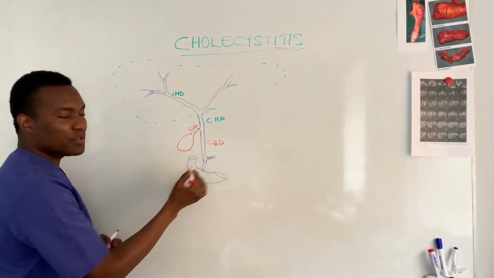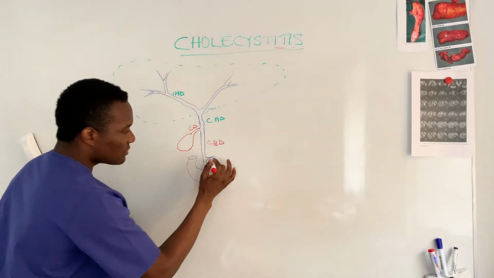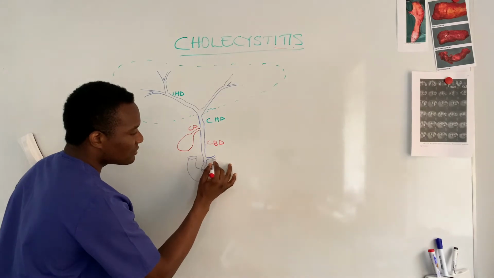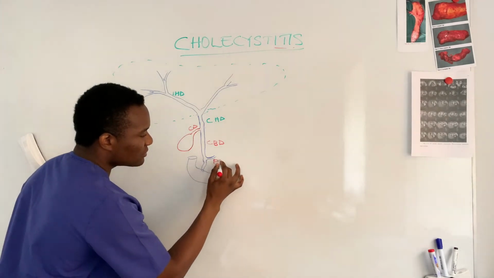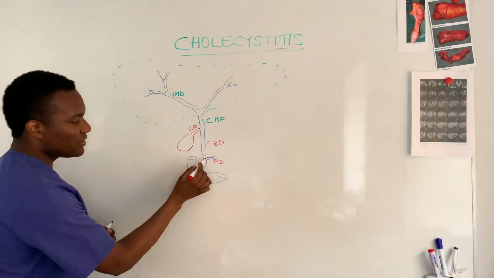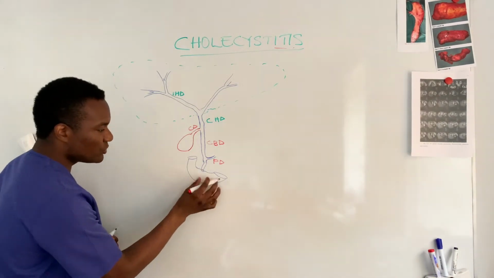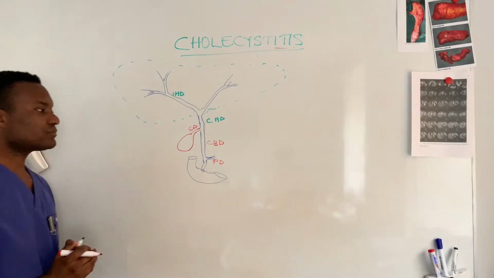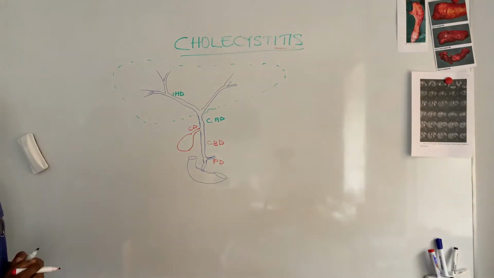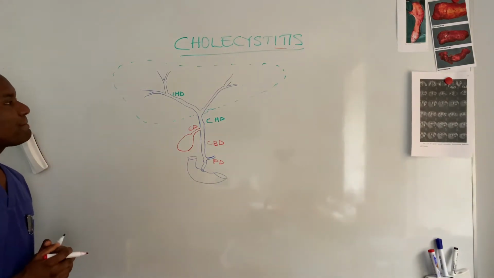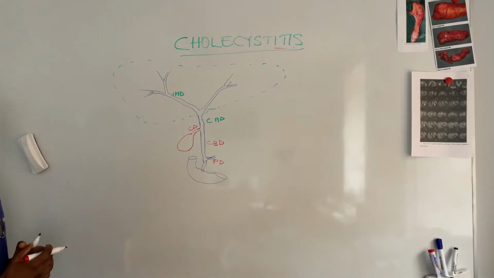Here it fuses with the pancreatic duct. This is called the pancreatic duct. So the pancreatic duct and the common bile duct fuse together, and at the ampulla of Vater they open into the duodenum. This is the duodenum. So, having said that, let's go over how bile is secreted.